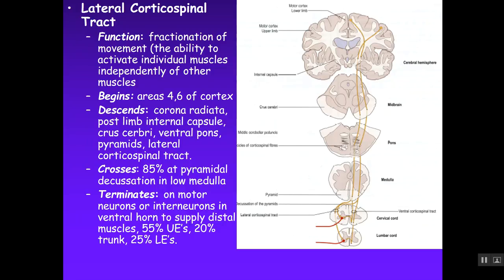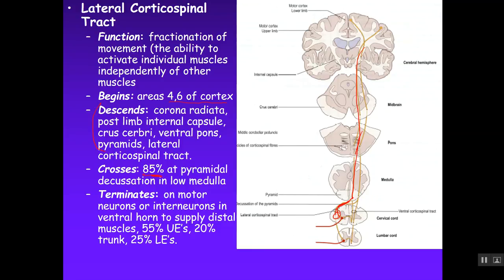So here's our classic motor pathway. This is the one that most of you maybe heard about or learned about in previous anatomy or physiology classes: the lateral cortical spinal tract. This is the volitional fine motor control tract. It begins in areas 4 and 6 of the cortex, just like the medial cortical spinal tract. It descends in the same regions as the medial cortical spinal tract, but it crosses over. 85% of these fibers coming down cross over and become the lateral cortical spinal tract. The remaining 15% that don't cross, that's your anterior medial cortical spinal tract, okay?